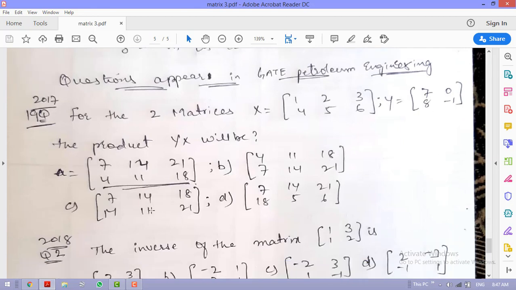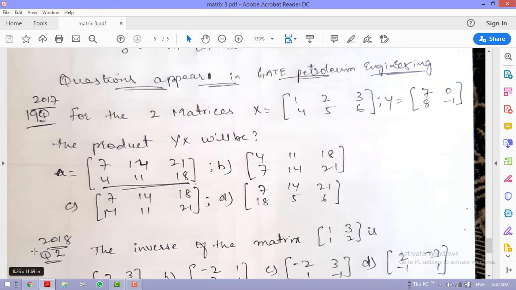So in the last 5 years of GATE question papers, we have 2 questions which appear from this matrices syllabus. The first one is the 19th question from the 2017 GATE exam. The question is, for the 2 matrices X equal to 1 4, 2 5, 3 6 and Y equal to 7 8 0 minus 1, he is asking what the product Y into X will be.